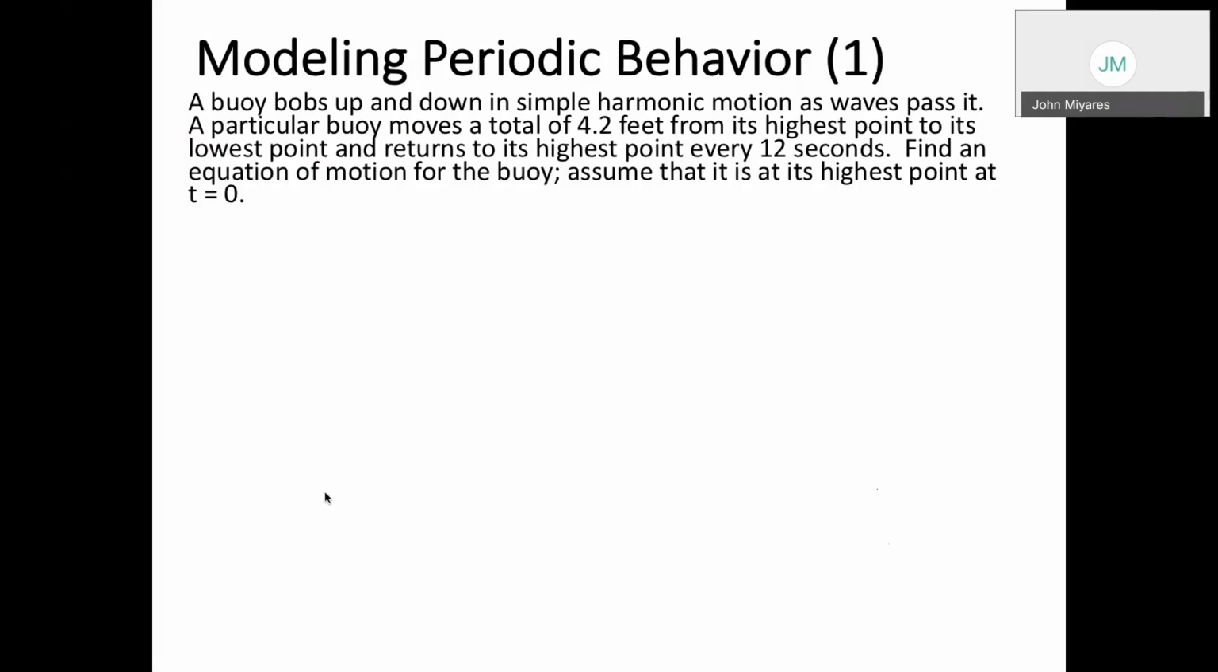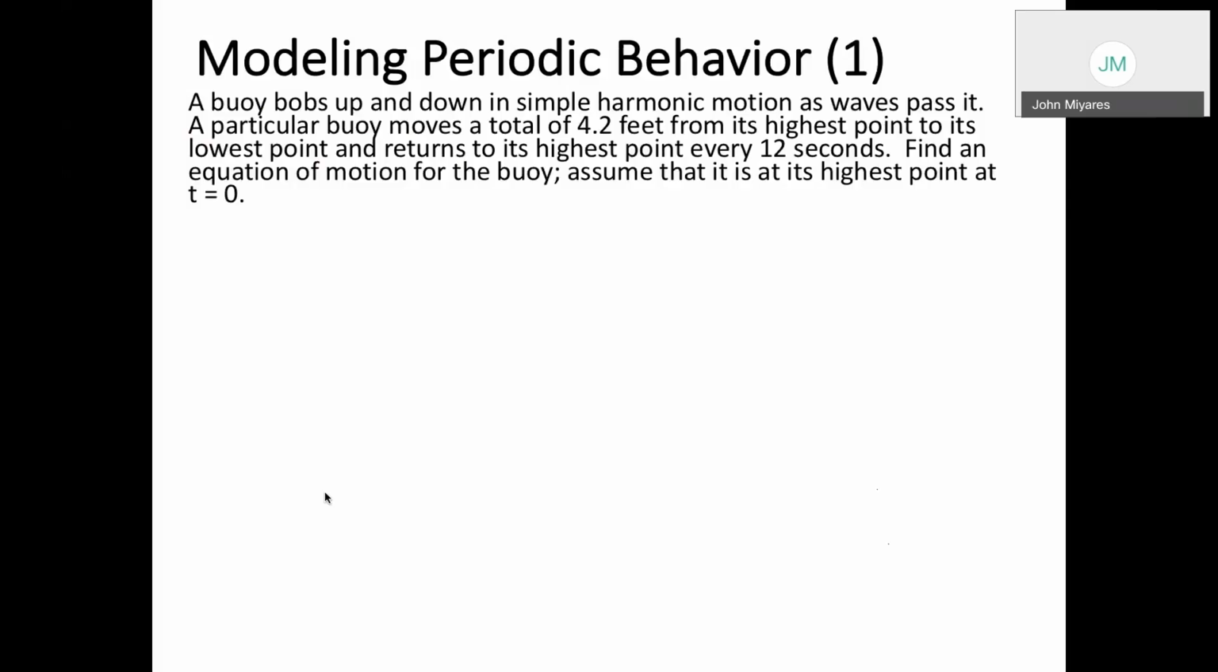A buoy bobs up and down in simple harmonic motion as waves pass it. A particular buoy moves 4.2 feet from its highest point to its lowest point and then returns to its highest point every 12 seconds. Find an equation for the motion of the buoy. Assume that it's at its highest point when t equals 0.